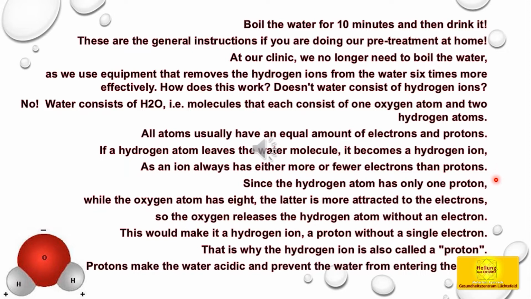Since the hydrogen atom has only 1 proton, while the oxygen atom has 8, the latter is more attracted to the electrons, so the oxygen releases the hydrogen atom without an electron. This would make it a hydrogen ion, a proton without a single electron. That is why the hydrogen ion is also called a proton. Protons make the water acidic and prevent the water from entering the cells.